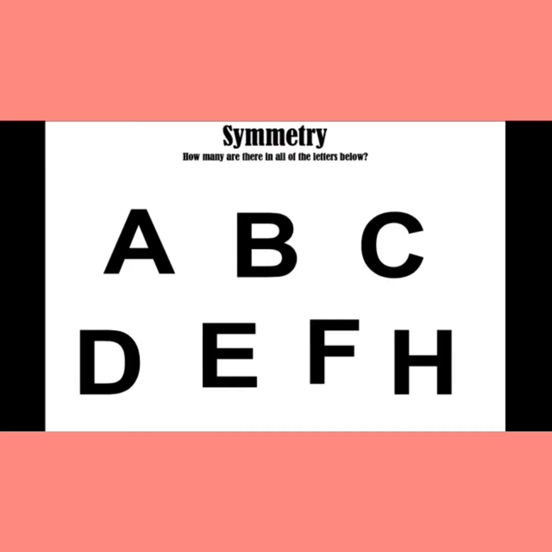Now, look at these alphabets. Letter A has a vertical line of symmetry. Letter B has a horizontal line of symmetry. In the same manner, letter C, letter D and E. The letter F does not have a line of symmetry. There is no way to fold letter F. So, we say that letter F is not a symmetrical letter. Letter H has two lines of symmetry, horizontal as well as vertical.